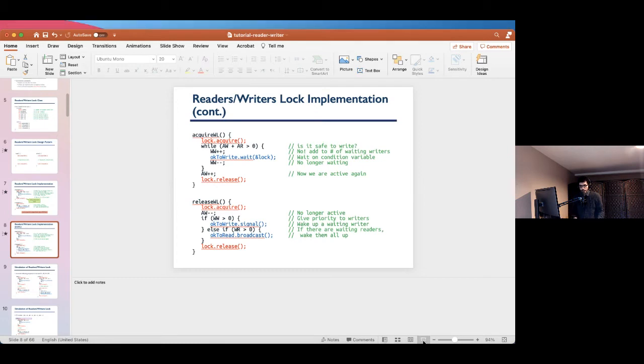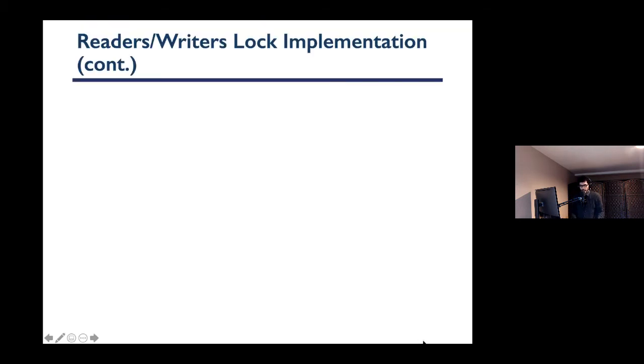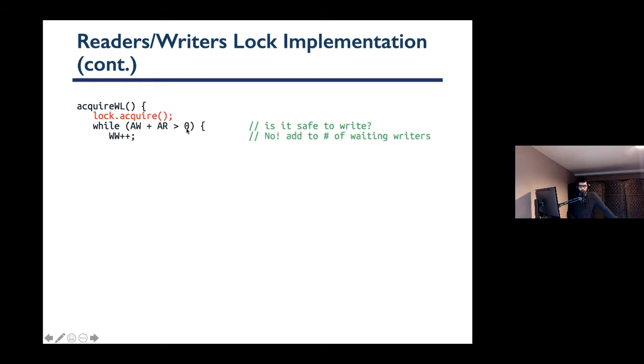Now let's see the writer acquire and release functions. So acquire writer, as always, you acquire the lock or lock the mutex. Now you check if there are any active writers or active readers, you have to wait. So here you become a waiting writer, and then you wait on your condition variable.